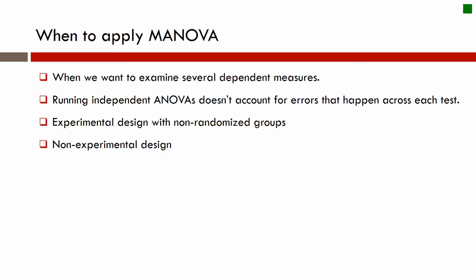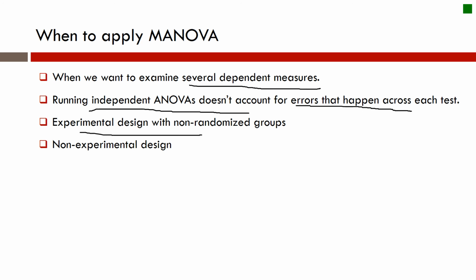So just to wrap this up then, we want to do a MANOVA when we have several dependent variables as opposed to one. A key thing here is that running independent ANOVAs doesn't allow for errors across the tests. So in other words, when we run individual t-tests, like in post hoc testing, then errors may happen, and shared variance and shared error can happen between the t-tests that don't get picked up but would get picked up in a MANOVA. So that could be an important thing to think about.